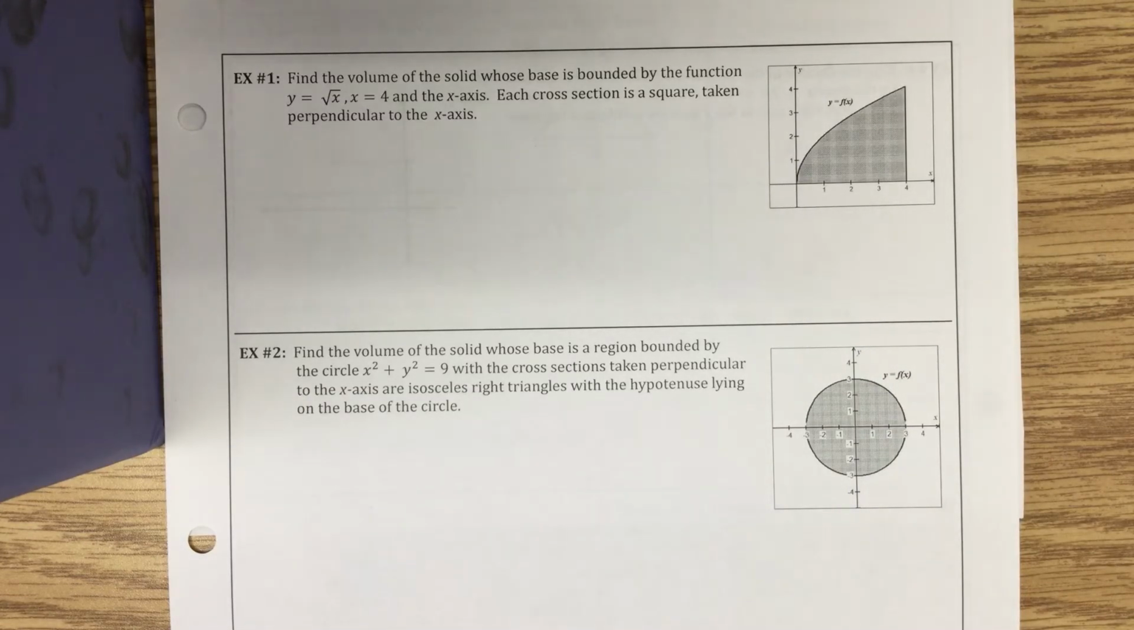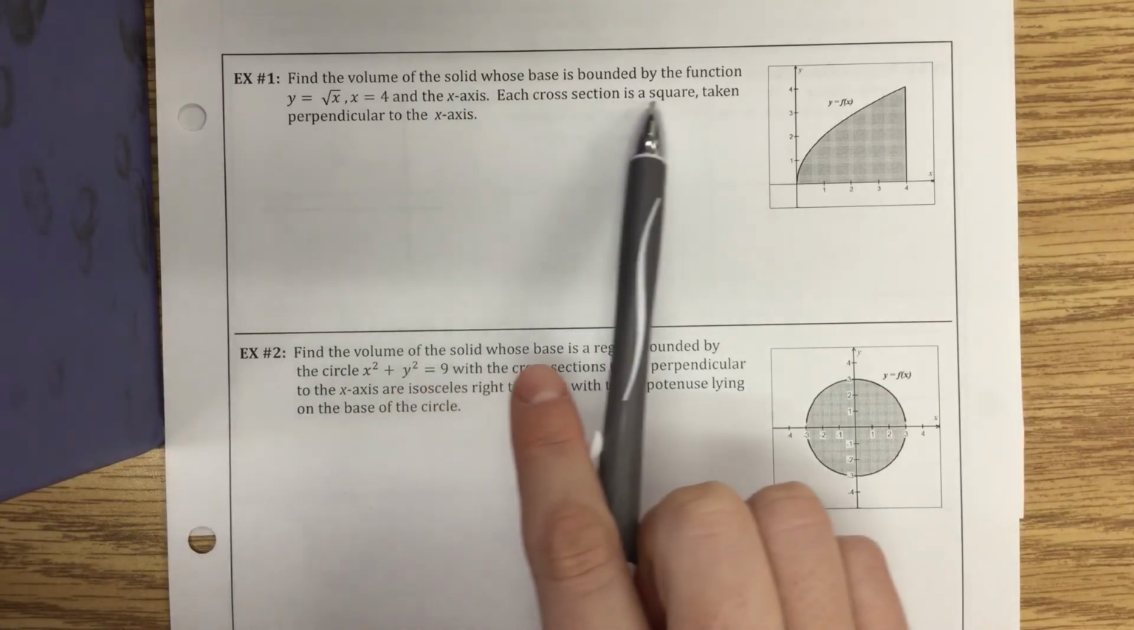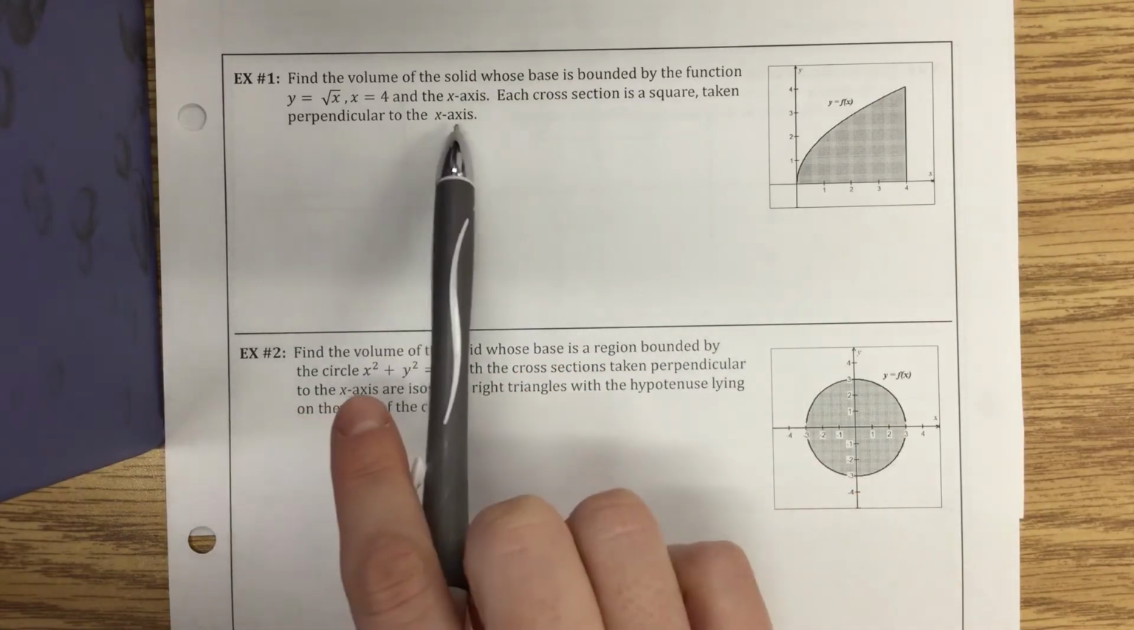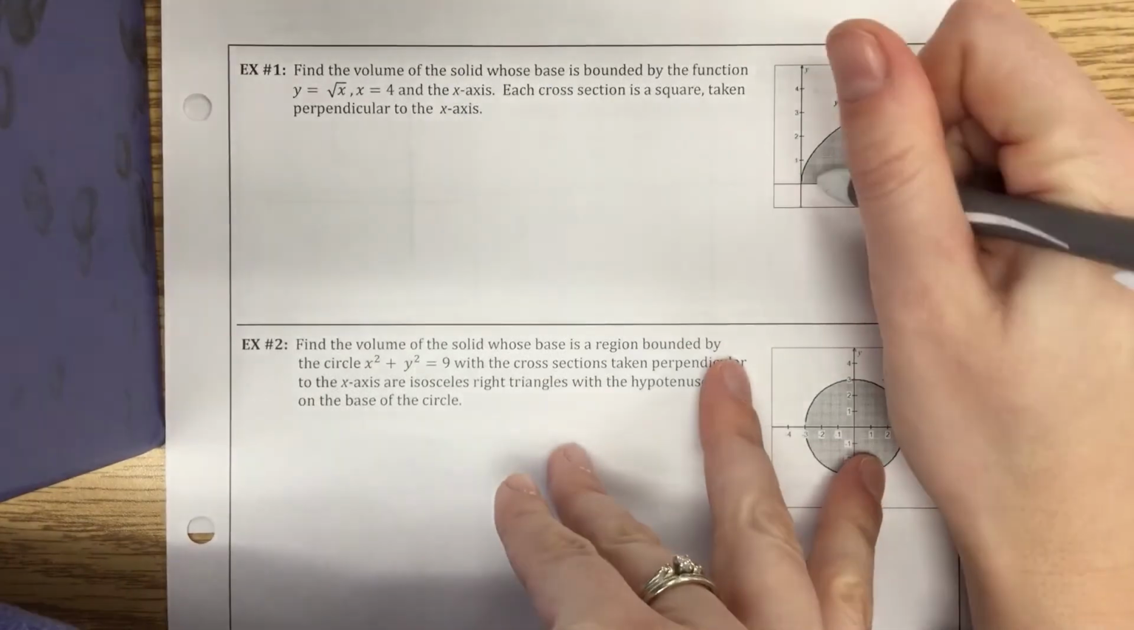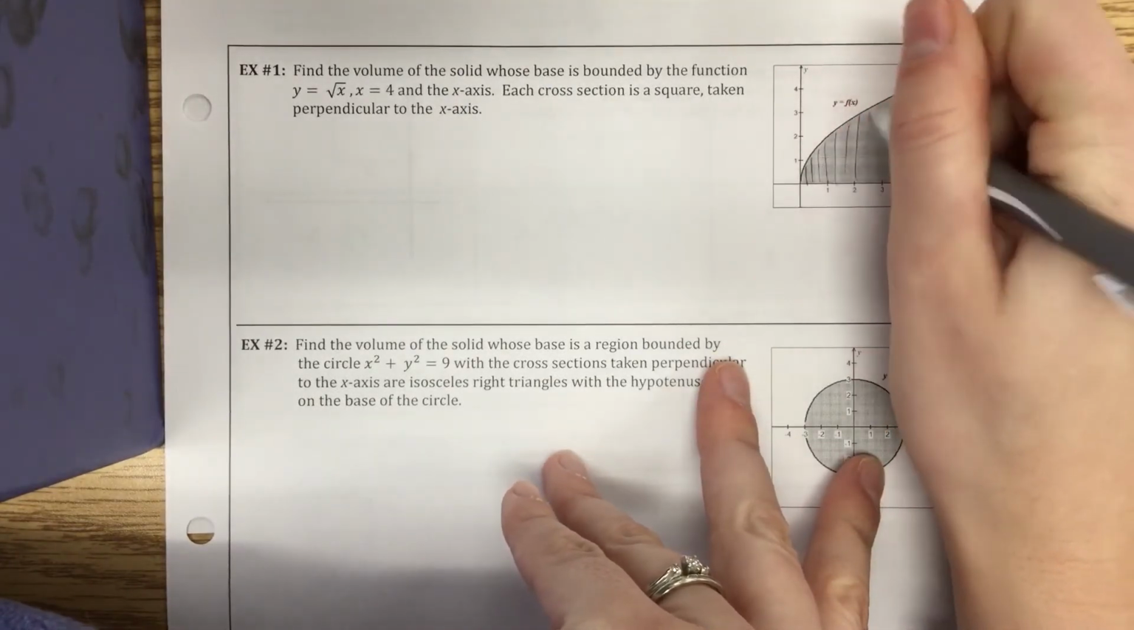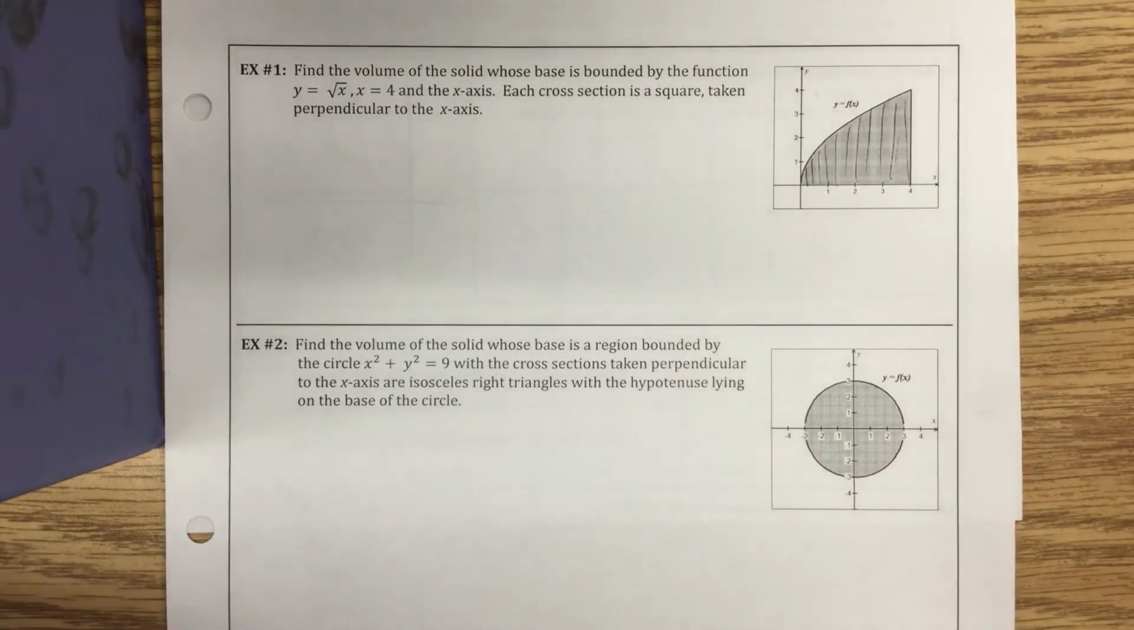Awesome. So what we really need to pay attention to here, what we're going to really be integrating, is the shape that the cross-sectional is. In this case, it says the cross-section is a square taken perpendicular to the x-axis. So that means we're dealing with vertical cross-sections. I'm slicing it vertically like this. That means we're doing it with respect to x.